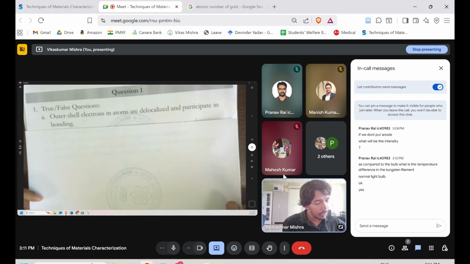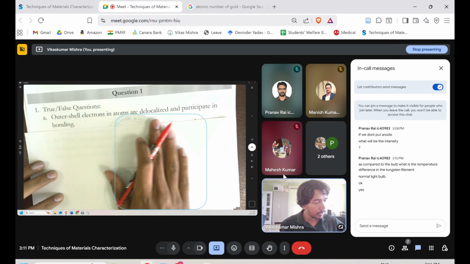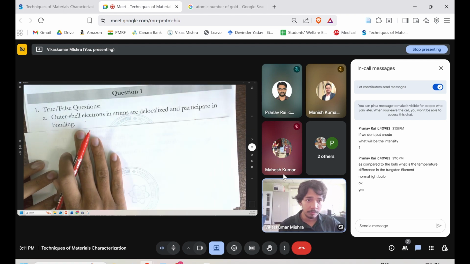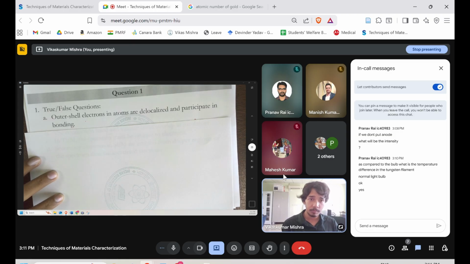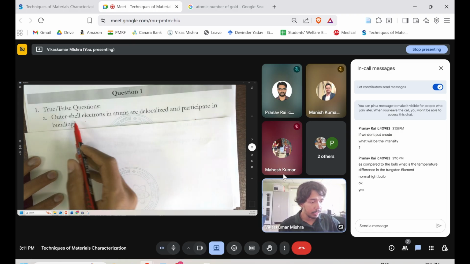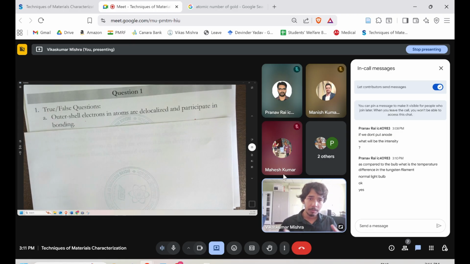When false, outer shell electrons in atoms are delocalized and participate in the bonding. What do you think? Is it true or false? Outer shell electron, like we talk about now, there is a pi bond, sigma bond, ionic bond. Is the bonding between the inner shell electron or between the outer shell electron?